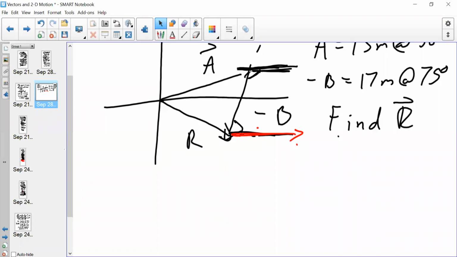But again, don't trip out on that. We are just looking at an angle of 75 degrees. So let's walk through this.